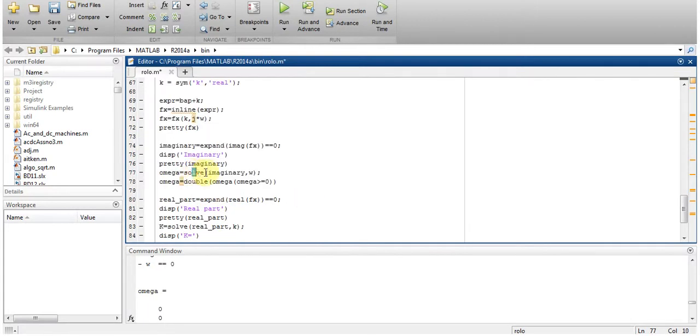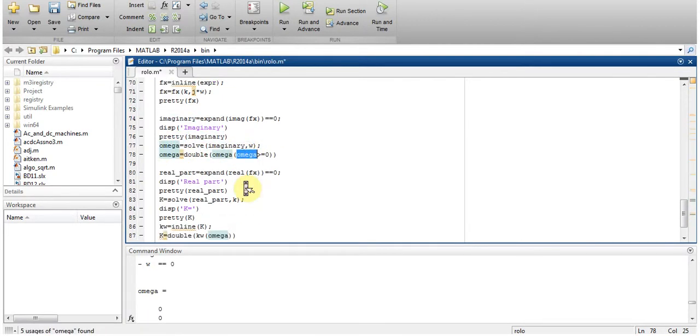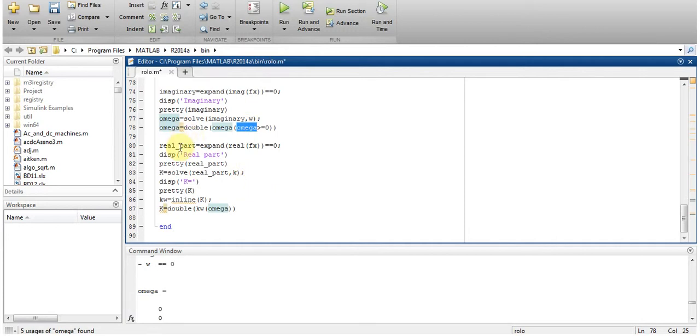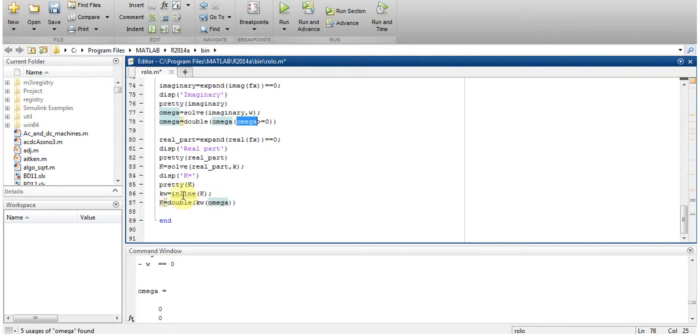Here I am solving the imaginary part with respect to omega and storing it in omega, and then omega should be greater than zero. And the real part is equal to zero, solved in the same way, and then making a function of K and putting the value of omega into it to get the value of K as I've shown in the picture. The code will be available in the download link.